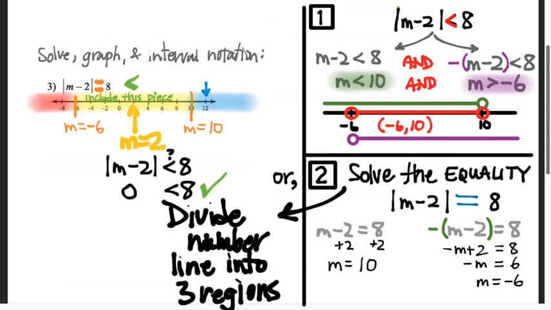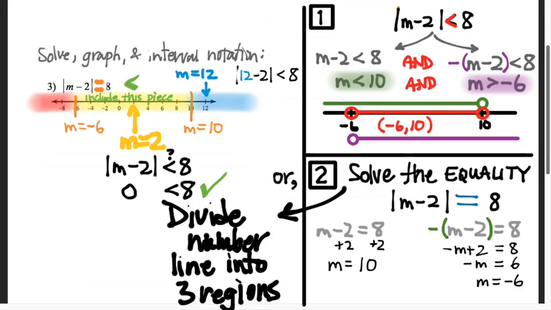I could pick anything. Let me just pick 12, because we can actually see it on this version of the number line. If I pick 12 for my number, now I again have to check whether it's true that the absolute value of m minus 2 is less than 8 or not, when m is replaced by 12.